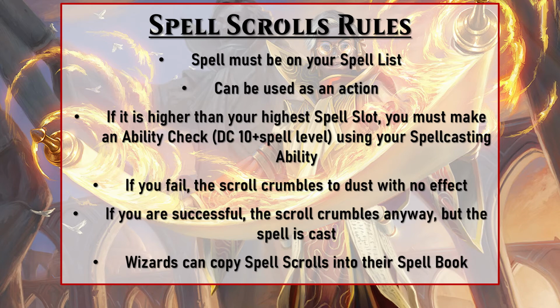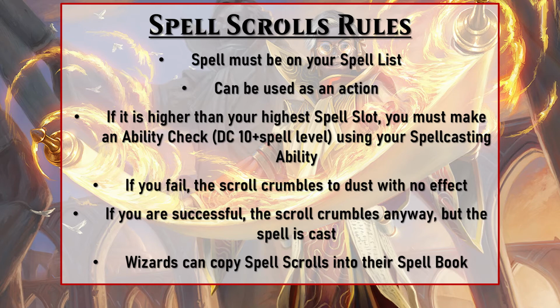Wizards can also copy spells from spell scrolls onto their spellbook using an Arcana check, DC equal to 10 plus the spell level. Whether this is a successful check or not, the scroll is destroyed, but if it is successful, they get to copy it over into their book to later prepare.